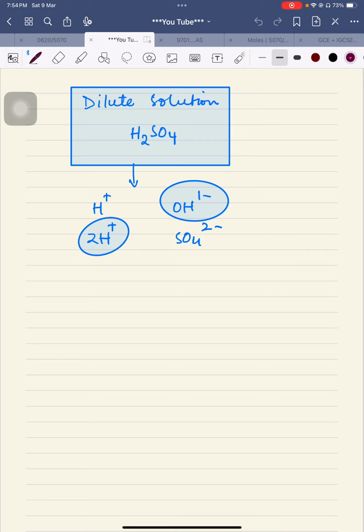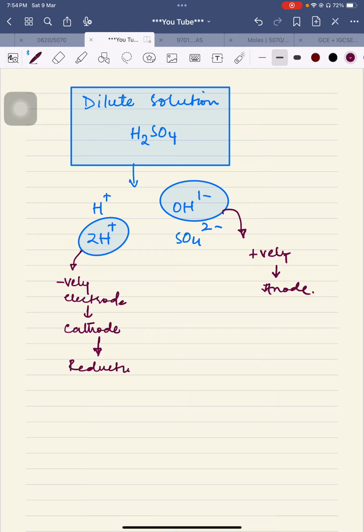Okay. Now we know that positively charged ions will be attracted towards the negatively charged electrode. And what is the name of the negatively charged electrode? It is called cathode. And we can see that the OH- ions are going towards the positively charged electrode, which is called anode. At the cathode, there will be reduction, and at the anode, there will be oxidation.